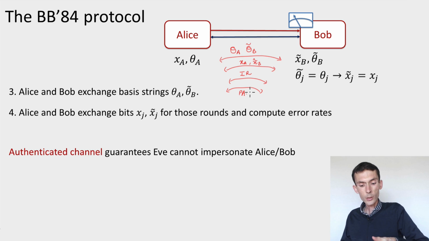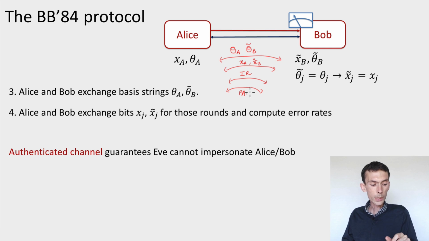She could intercept all these bases and these bits and all this information, as she can do in the version that we've analyzed so far, but she could also modify them and tell Bob some bases that are not the basis choices that were made by Alice. In that case, the protocol would be completely insecure. So this authentication is an important assumption for our protocol to be secure. And the question is, how do you establish an authenticated channel?